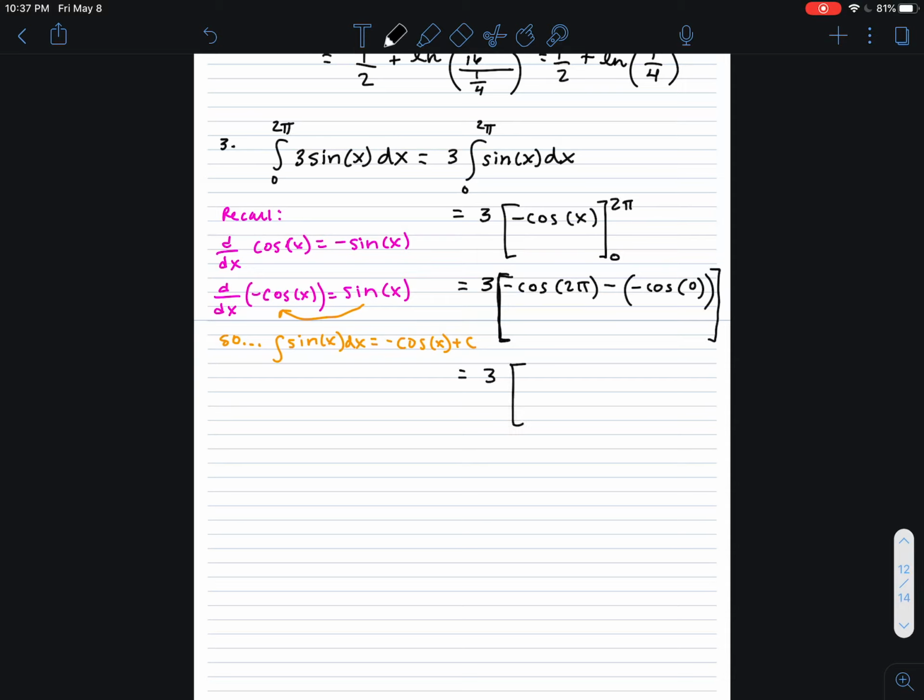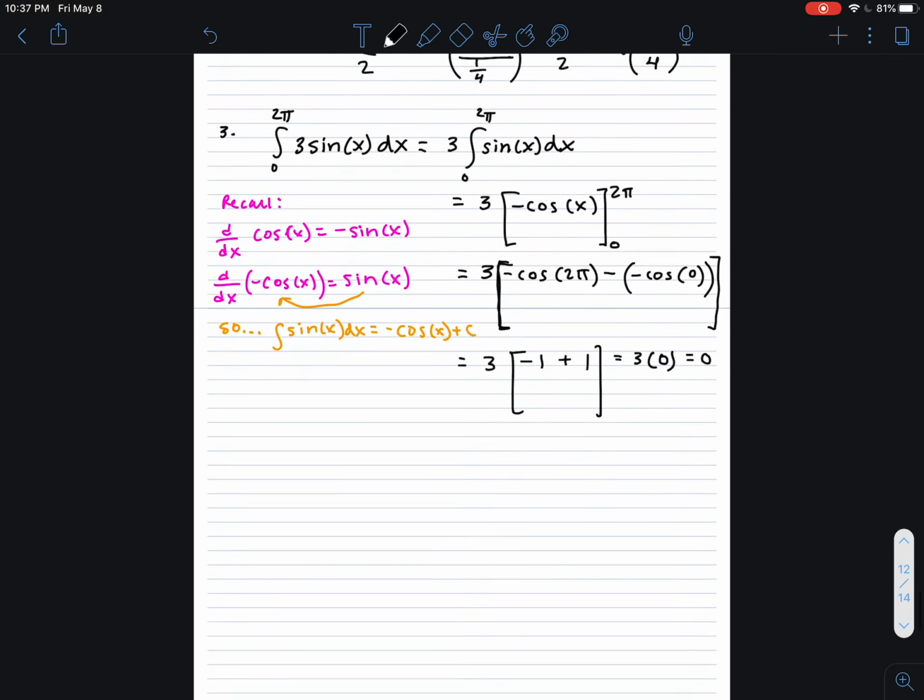So we end up with 3 times the cosine of 2 pi is 1, so we have a negative 1 here, minus a negative, so that's plus the cosine of 0 is also 1. So we end up with negative 1 plus 1, which is just 3 times 0, which is 0.